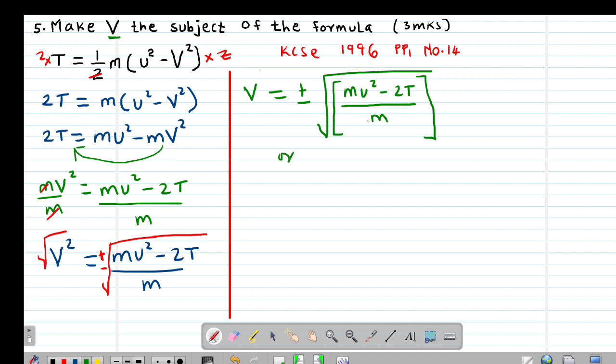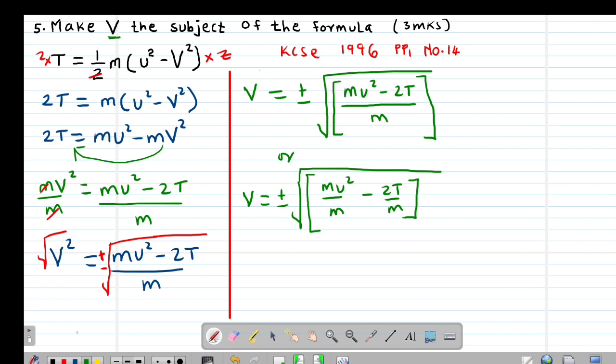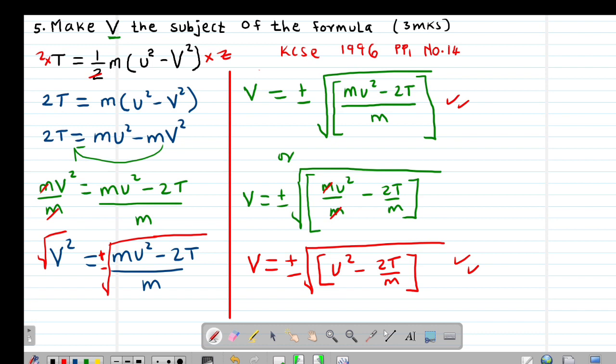Or we can also choose to divide the numerator with the denominator. So this is also the same as saying v is equal to plus or minus the root of mu squared divided by m, then minus 2t divided by m, so that my m and m can cancel out. So the other possible value of v will be plus or minus the square root of u squared minus 2t over m. So these are the possible solutions. Either this one or this one here, both should be acceptable.